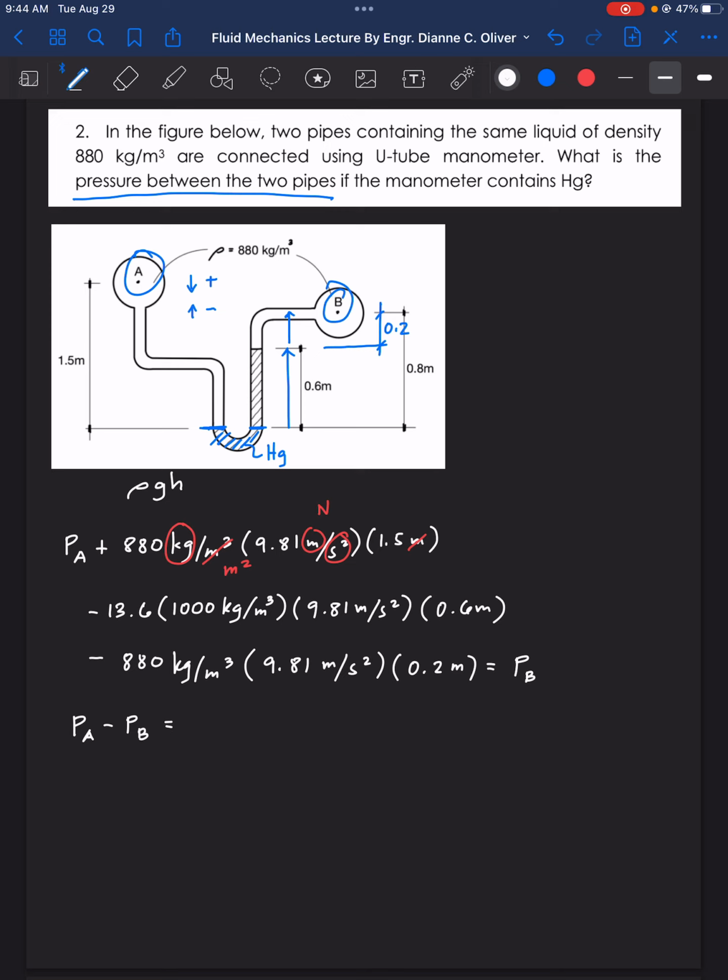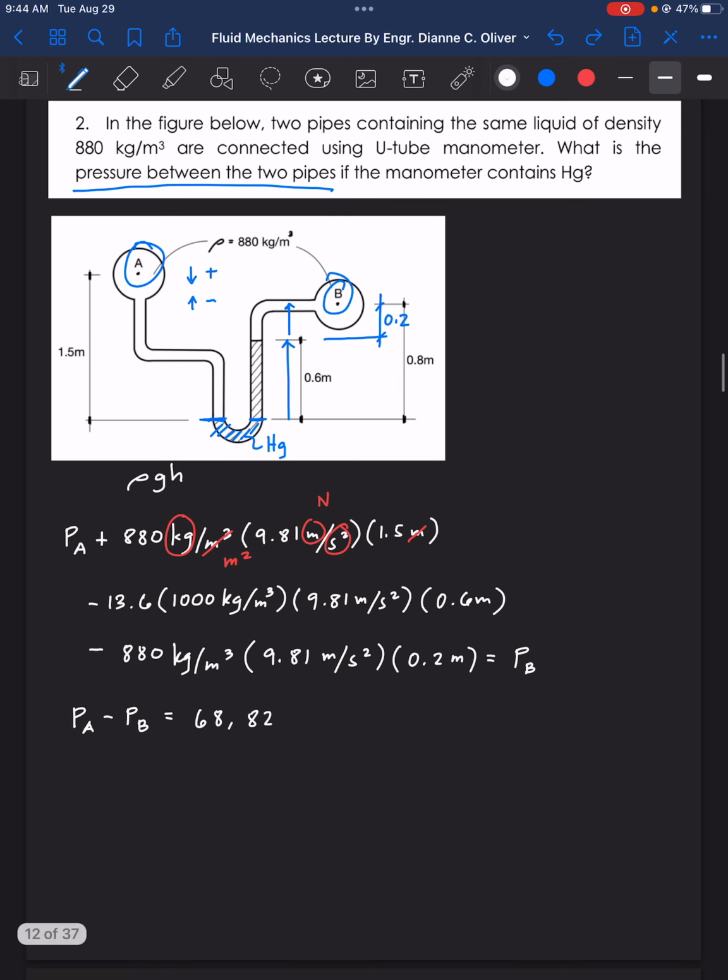So the answer here is 68,826.96 Newton per meter squared, or 68.83 kilopascal. So that's for example number 2.